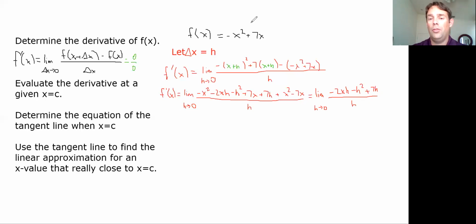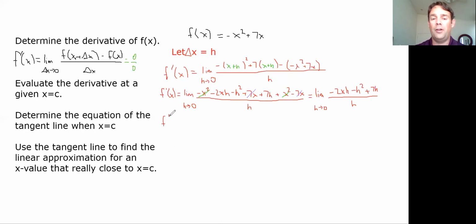So notice, the x's all go away. So x squared went away here, and the 7x went away here. So if I do this right, anything that does not have an h, or anything that does not have a delta x, will go away.